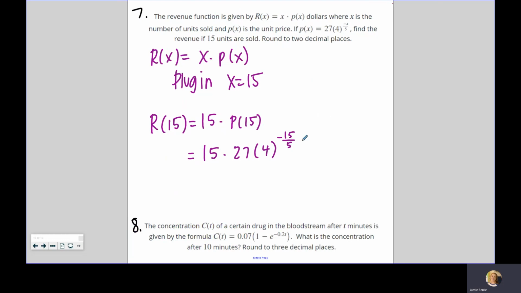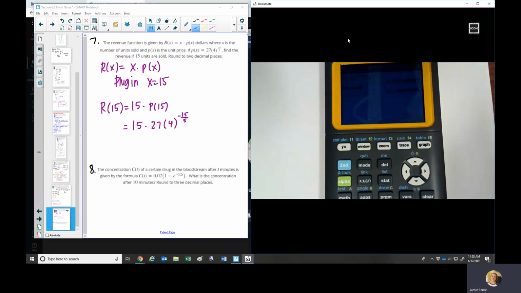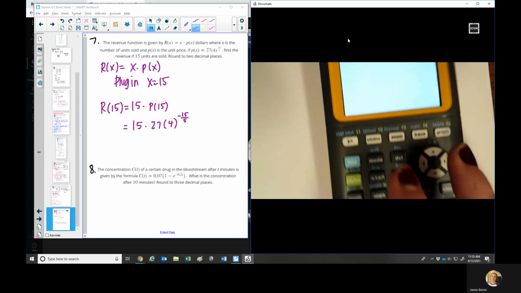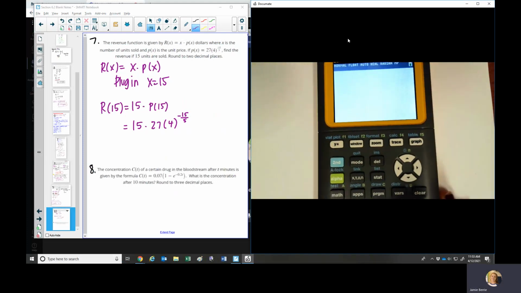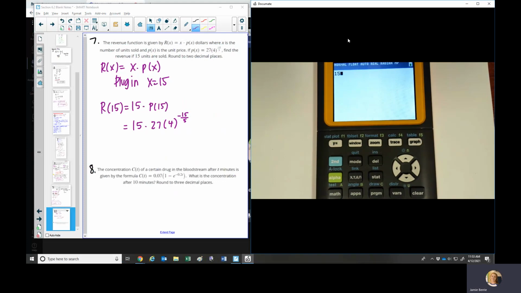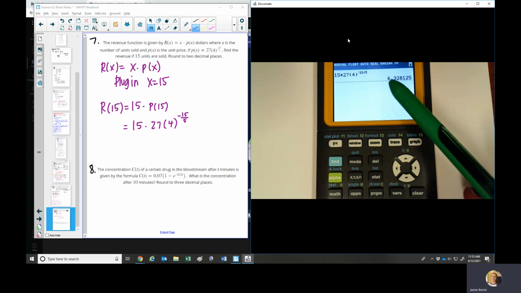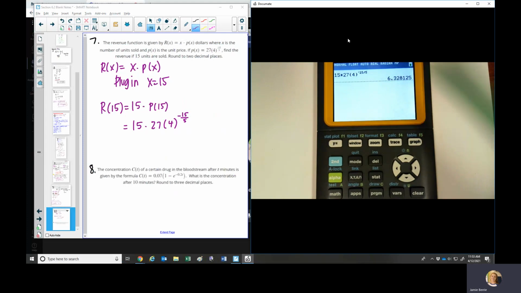Now you can plug this straight in. Don't need to simplify anything first. Go ahead and go straight into your calculator. I like to start off with a blank screen. 15 times 27, parentheses, 4, close parentheses, raised to negative 15 over 5. You can simplify that if you want to. Negative 15 over 5 is just 3. All right, there you go. It says to round to 2 decimal places, so the revenue is going to be $6.33.